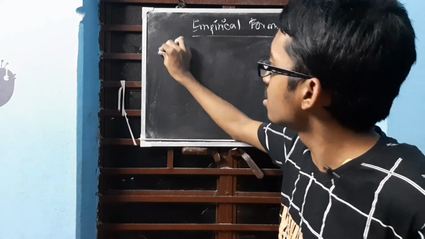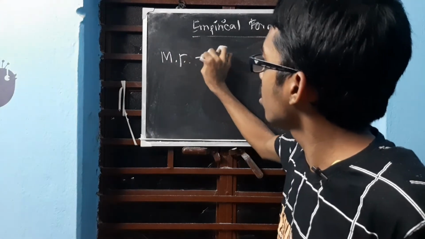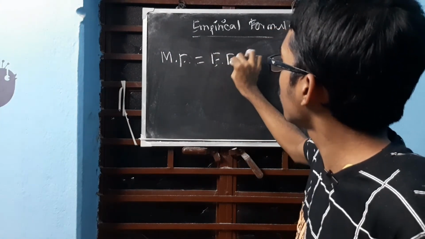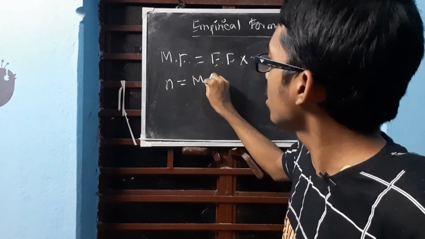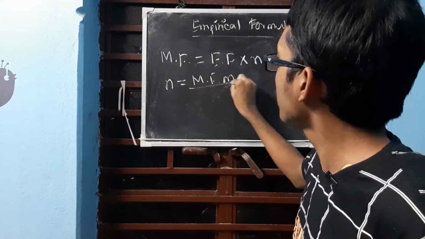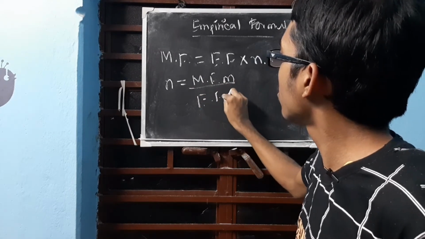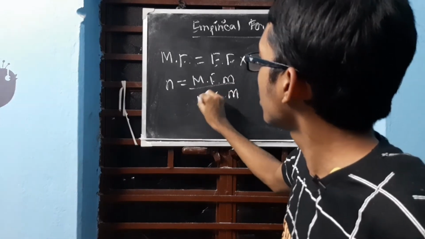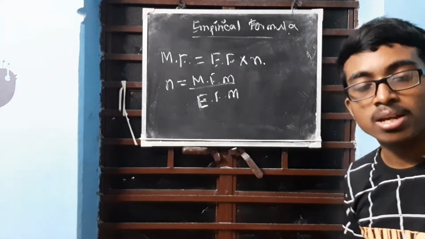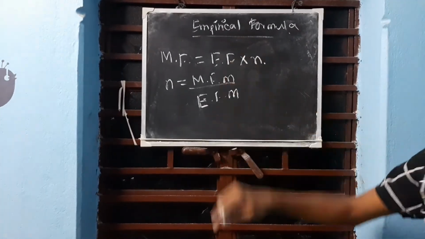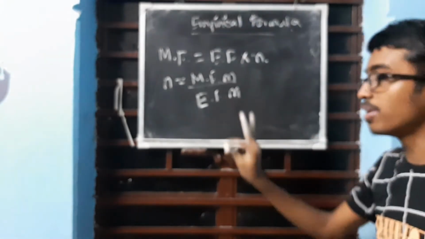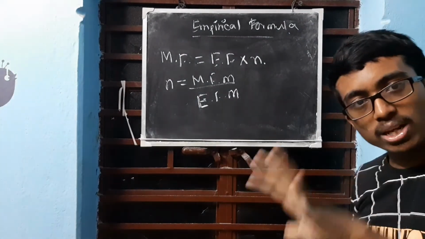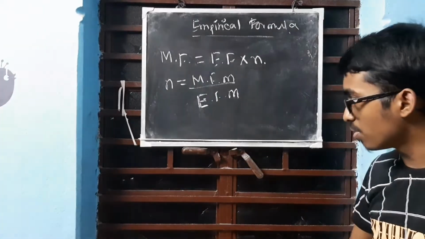How is that related? So I am writing in short. Molecular formula is equal to empirical formula into N. What is N? N is molecular formula mass divided by empirical formula mass. That is why I told you molecular formula mass. Molecular formula mass is always greater than empirical formula mass. That is very common. So this will be divided by empirical formula mass. Whatever value of N you get, you have to utilize that there.